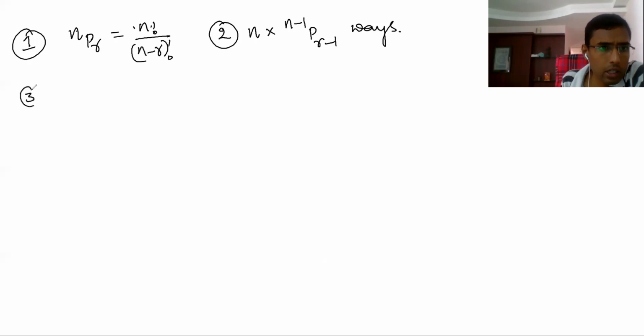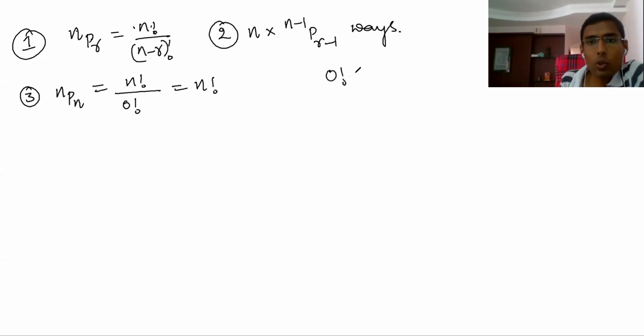Now let's take the third thing. What is nPn? nPn means n factorial by (n minus n) factorial, that is n factorial by 0 factorial, from the nPr formula, which is nothing but n factorial. Now, I told you why 0 factorial is 1. That was one reason, but another reason is that this matches the convention.